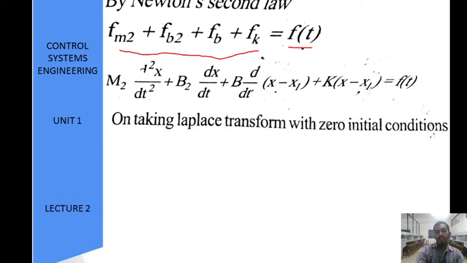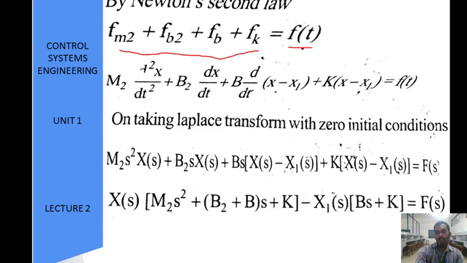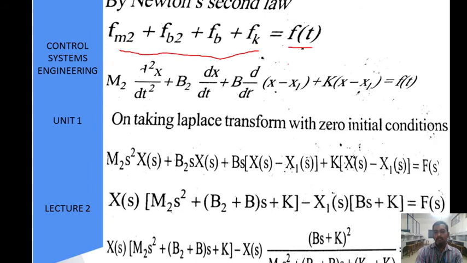And by taking Laplace transforms on both sides, it will be like this: m2 s square X of s plus b2 s X of s plus b s (X of s minus X1 of s) plus k (X of s minus X1 of s) equals F of s. So by taking X of s as common, X of s into (m2 s square plus b2 s plus b s plus k) minus X1 of s into (b s plus k) is equal to F of s. As we know, in order to obtain the transfer function, it can be written as X of s by F of s.